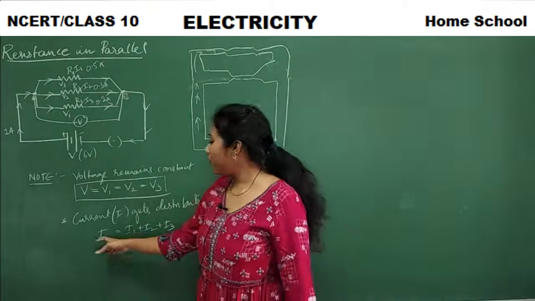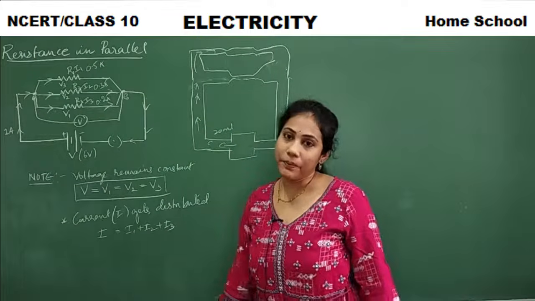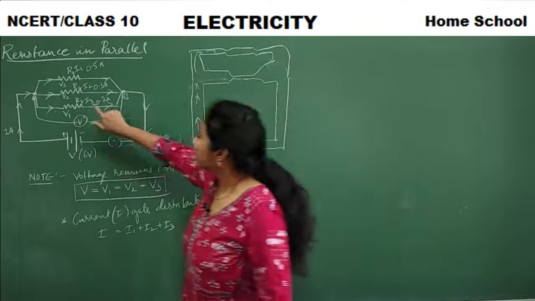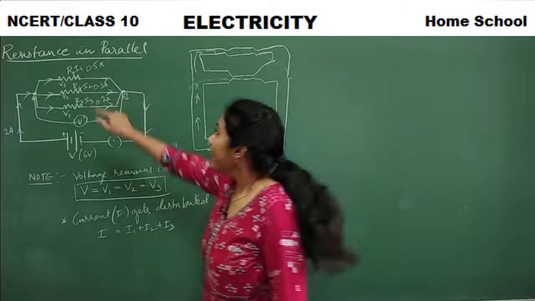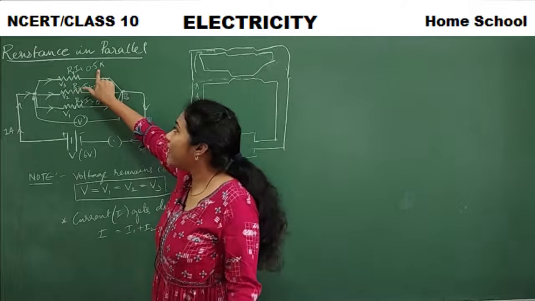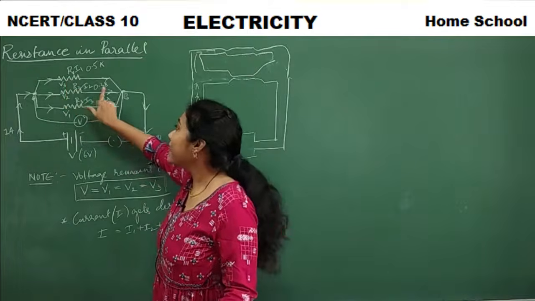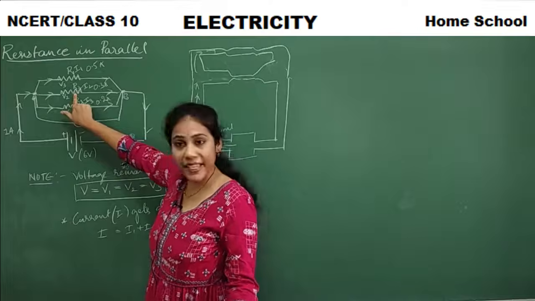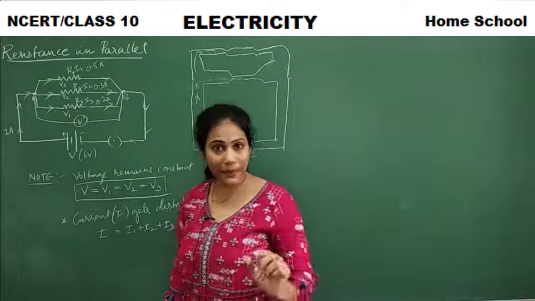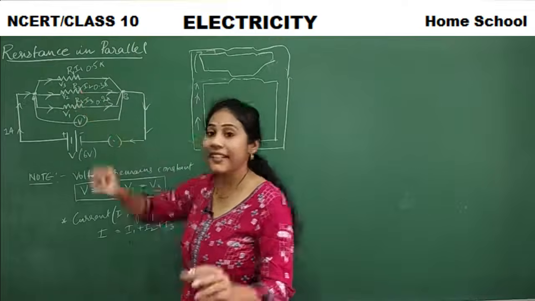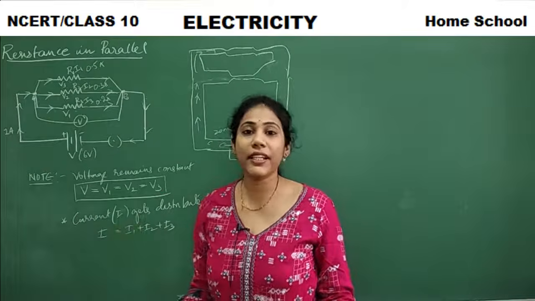So what I could write, total I is equal to I1 plus I2 plus I3. Clear? And now, which resistor can have the highest amount of current? For the first resistor I have shown 0.5 ampere, more current has flown through the first resistor. 0.3 ampere of current has flown through the second resistor and very little current has flown through the third resistor. That means current is not getting distributed equally, right? It's not getting distributed equally.